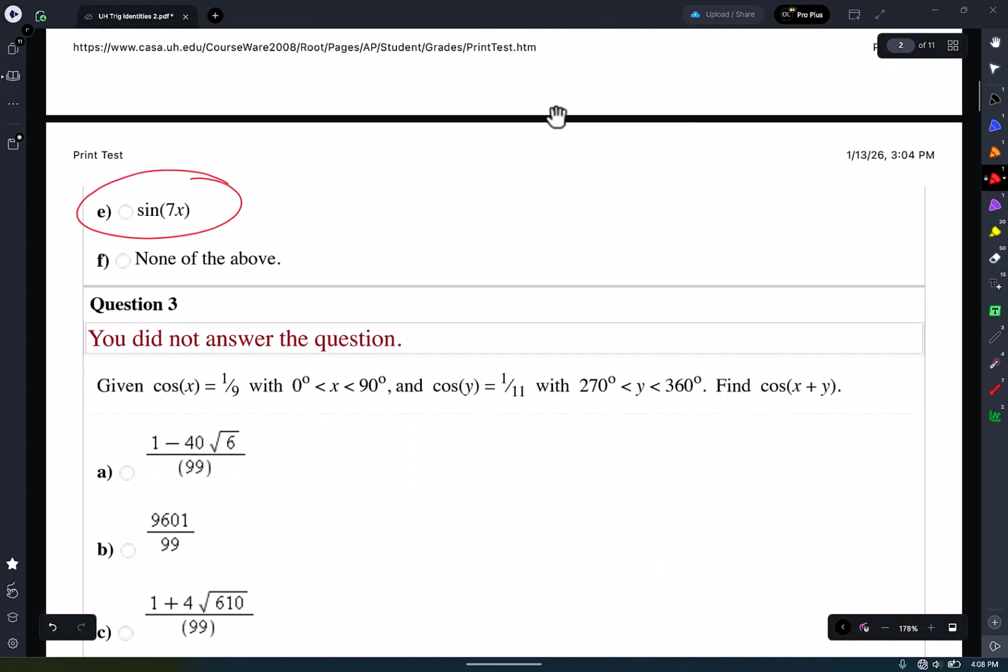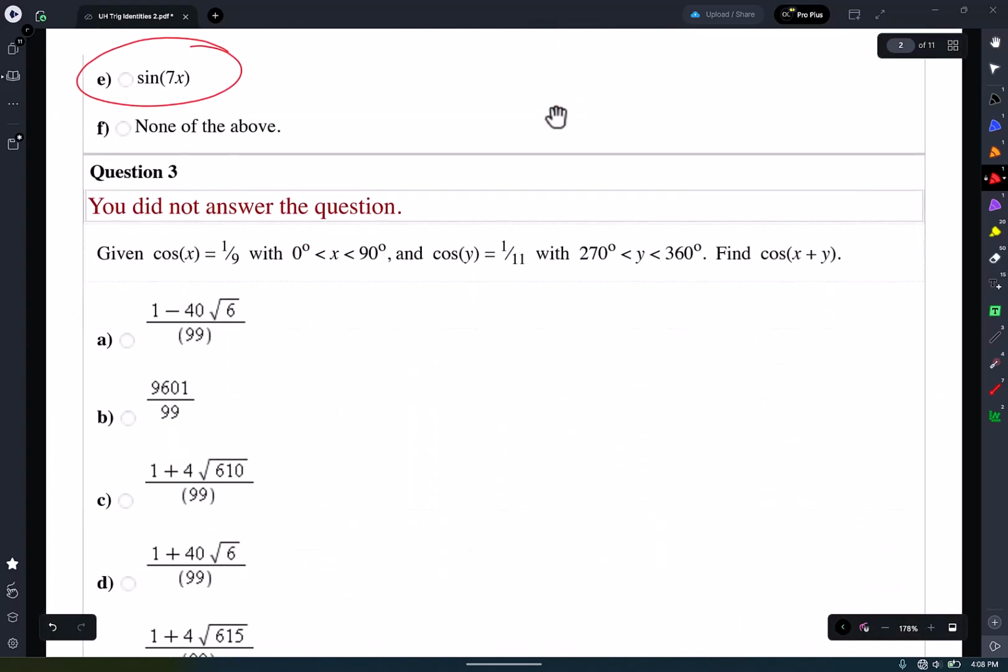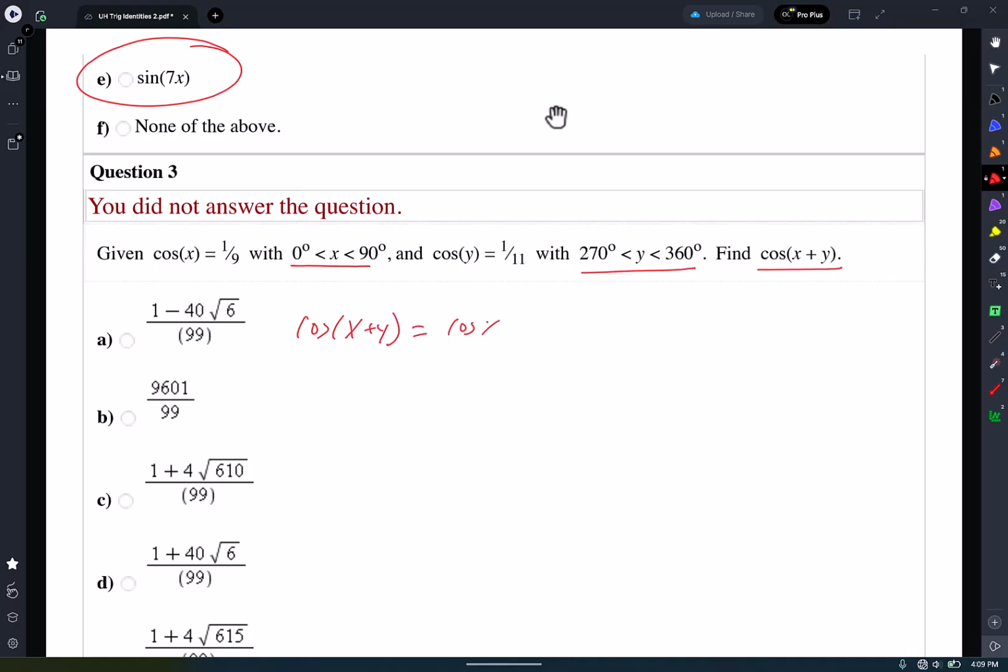All right, here we go. This one says that cosine x is 1/9, and it's an angle in quadrant 1, sorry. Cosine y is 1/11, and that's in quadrant 4. Find cosine of x plus y. So first and foremost, cosine of x plus y equals cosine x cosine y, and then there's a plus there, so that means minus sine x sine y. We're still okay?